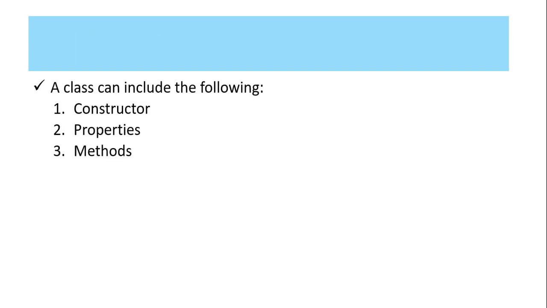Now let's look at what is included in a class. The class includes the constructor, properties, and methods. A constructor is defined if, at the time of instance creation, you want to set some default values for the data members. Properties are nothing but the data members, fields, or instance variables inside the class. Methods are functions where we can apply some mechanism on the fields. That logic we can write in the methods.